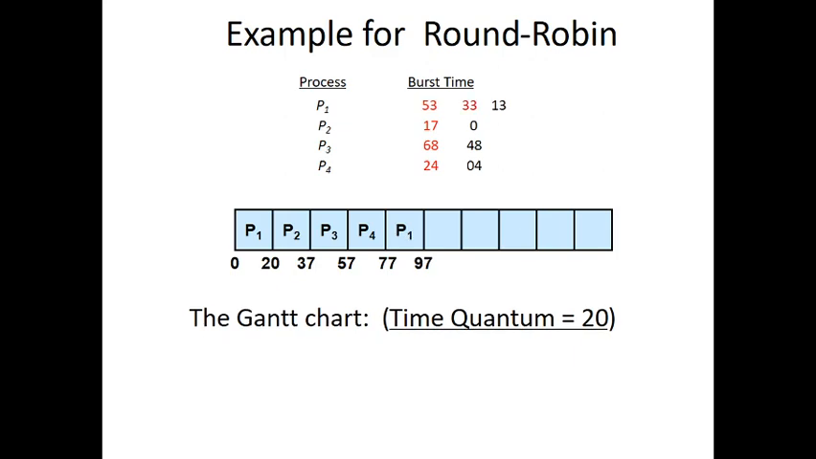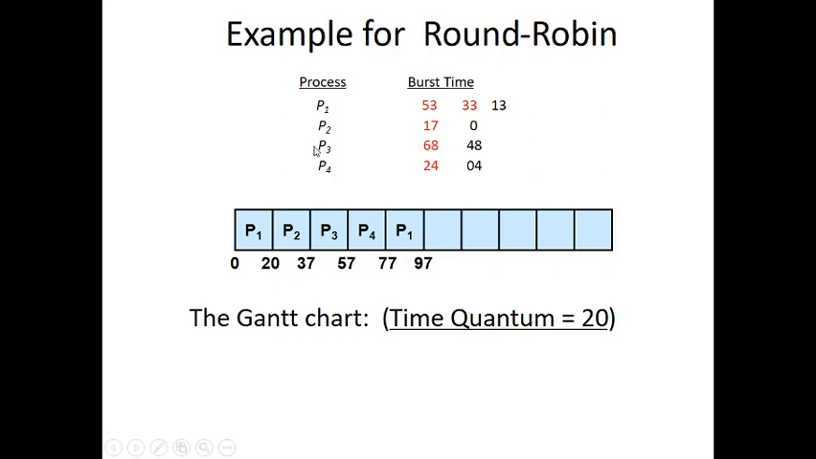So P1 is given a chance. Out of 33, 20 will be executed, and the remaining 13 will be left over for P1. Again after that, P2 is not at all required, because P2 has already completed and exited the system.